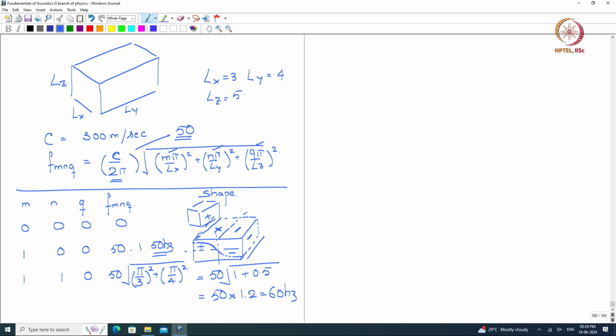And how does this look like? This mode looks like, along the xz plane I have 1, okay, let us say this is a plus, this is a minus. Why? This is cos pi x by Lx. So at x equal to 0 I will have one peak, at x equal to Lx I have the negative peak. Similarly in the other direction now I have a variation. So I have a plus here and a minus here.